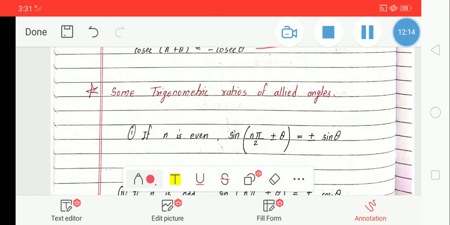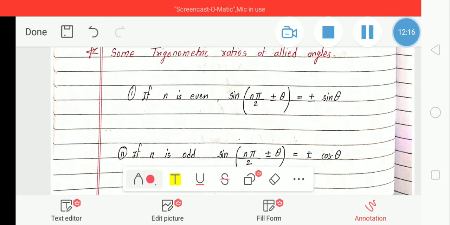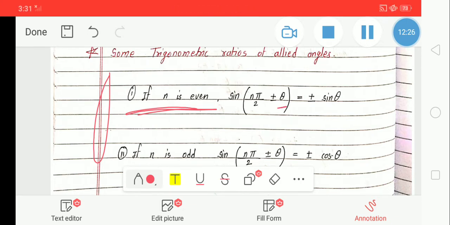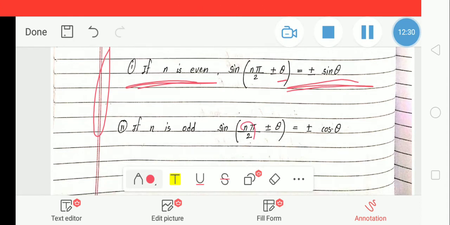Some trigonometric ratios of allied angles. These are ratios of allied angles: when n is an even number, sin(n pi by 2 plus or minus theta) gives plus or minus sin theta, and when n is an odd number, sin(n pi divided by 2 plus or minus theta) gives plus or minus cos theta.